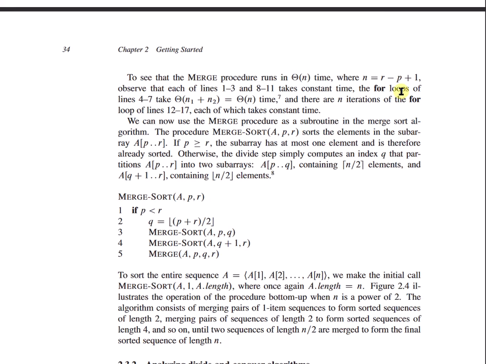To see that the merge procedure runs in theta of n time, where n equals r minus p plus 1, observe that each of the lines 1 to 3 and 8 to 11 takes constant time, and the for loops of lines 4 to 7 take theta of n1 plus n2, which is theta of n.